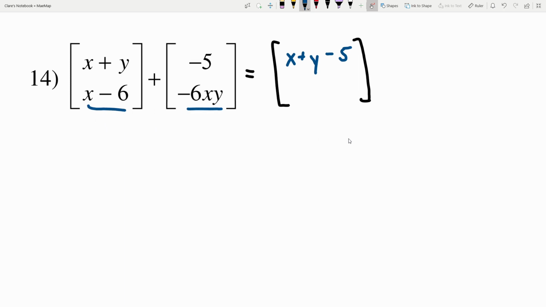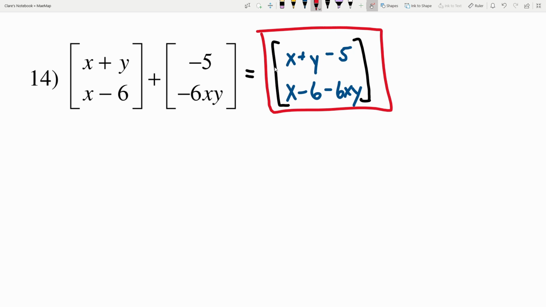and then in my second row, adding the second row, first column, and second row, first column, I'll get x minus 6 plus a negative 6xy, which is x minus 6 minus a positive 6xy. So x minus 6 minus 6xy is that second row. So this is a 2 by 1 matrix, where x plus y minus 5 is that first row, and x minus 6 minus 6xy is that second row. x plus y minus 5 is the only element in the first row, and x minus 6 minus 6xy is the only element in the second row. So a 2 by 1. Let's move on to number 15.